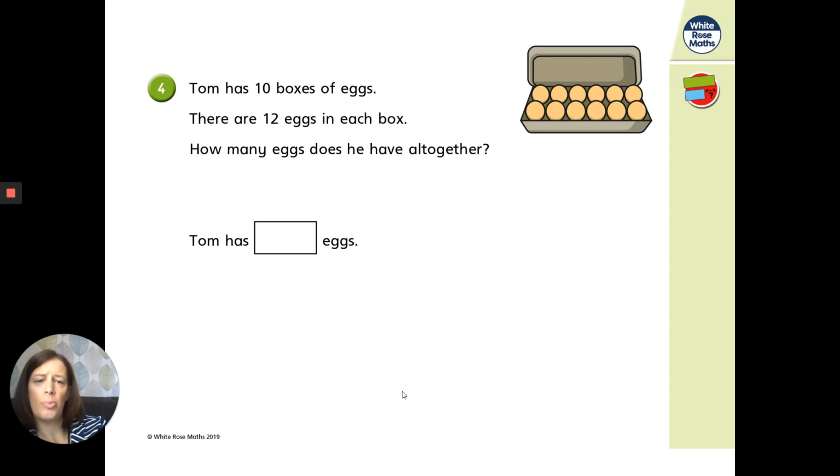Okay, let's have a look at a word problem. Tom has 10 boxes of eggs. There are 12 eggs in each box. So how many eggs does he have altogether? Pause the video while you work this one out. Don't forget to write down your multiplication calculation that you used. Okay, Tom would have 120 eggs. 10 times 12, 120.